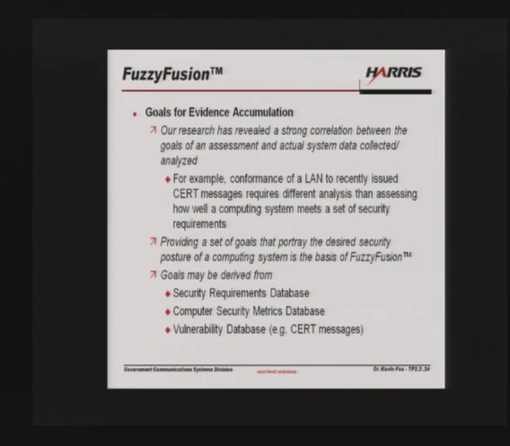Now, what we wanted to do with evidence accumulation, right, was ask whether there was a correlation between the goal of the assessment and the data you collected. So the more we looked at this problem, the more we figured out that what you were trying to achieve with this assessment colored the results you got. I don't want to say you went on a witch hunt, but if you were looking for network problems, everything looked like a network problem, and that was pretty much where it went, right?